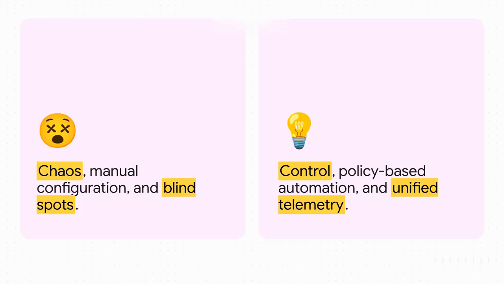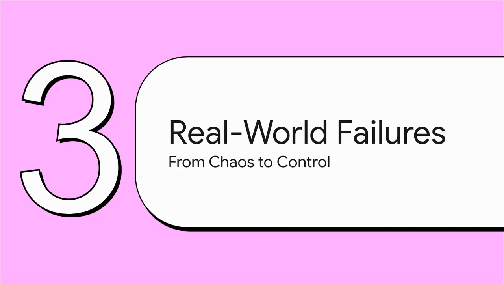And this really illustrates the transformation. It's a night and day difference. You go from the chaos of manual configs and those scary blind spots to a world of deliberate control, a world where security and routing are handled by policy-based automation, and you get this beautiful unified telemetry across your entire app. Okay, so that's the theory.